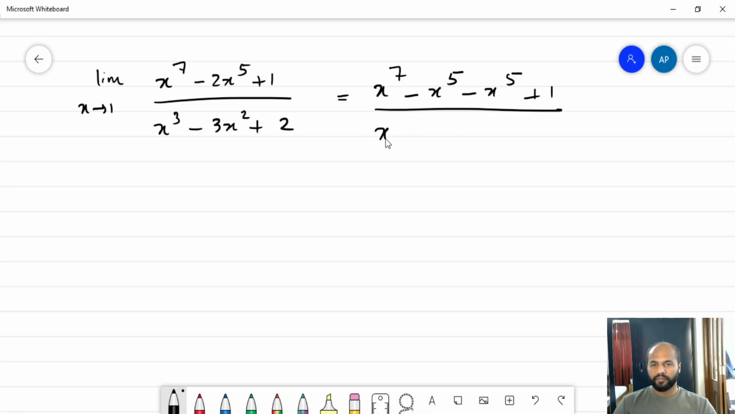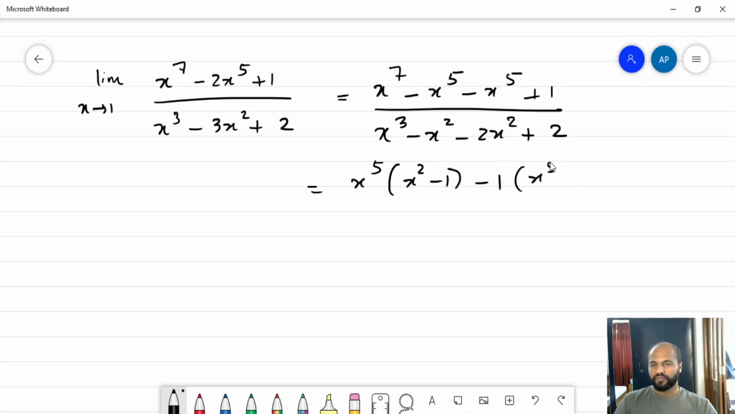And this over here, what we're going to do is we're going to write x cube minus x square and minus 2x square plus 2. Let's factorize them further. So x raised to 5 comes out common. Inside what we have is x square minus 1. Here we have minus 1, x raised to 5 minus 1. So this is what we have.